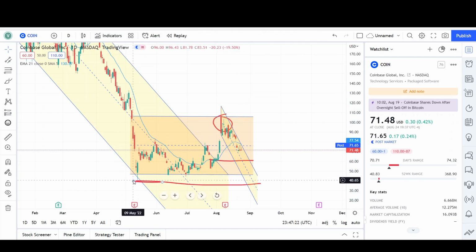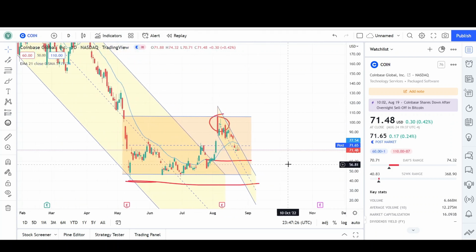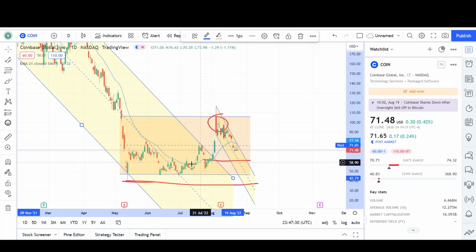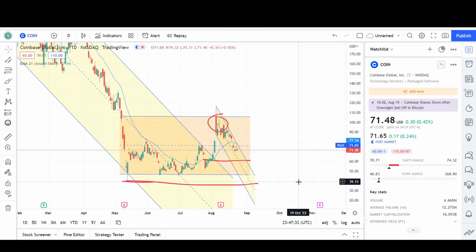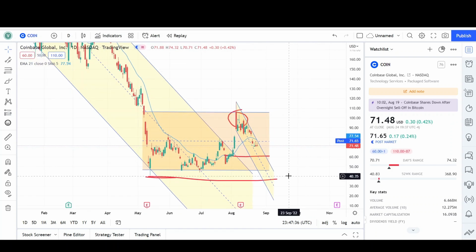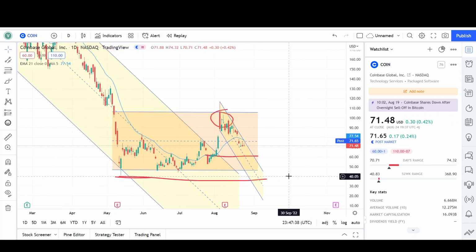Once we reach around that $40 level, we could expect the price action to slow down and get more quiet, meaning we're probably not going to see that many more aggressive sellers because the pattern is complete, and we could probably see some aggressive buyers step in and drive the price up. So we'll have to wait and see.